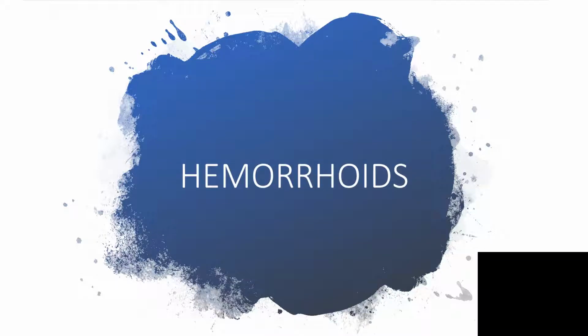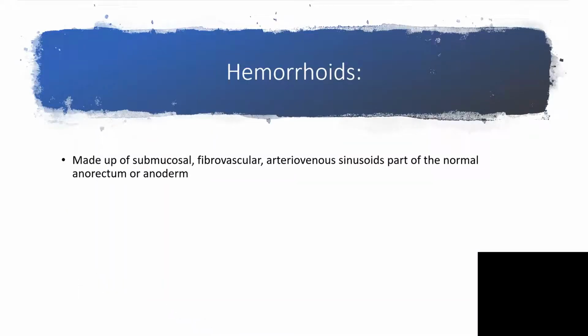Hi everyone, I want to talk about hemorrhoids. Hemorrhoids are made up of mucosal fibrovascular arteriovenous sinusoids, and they are part of the normal anorectum or anoderm.